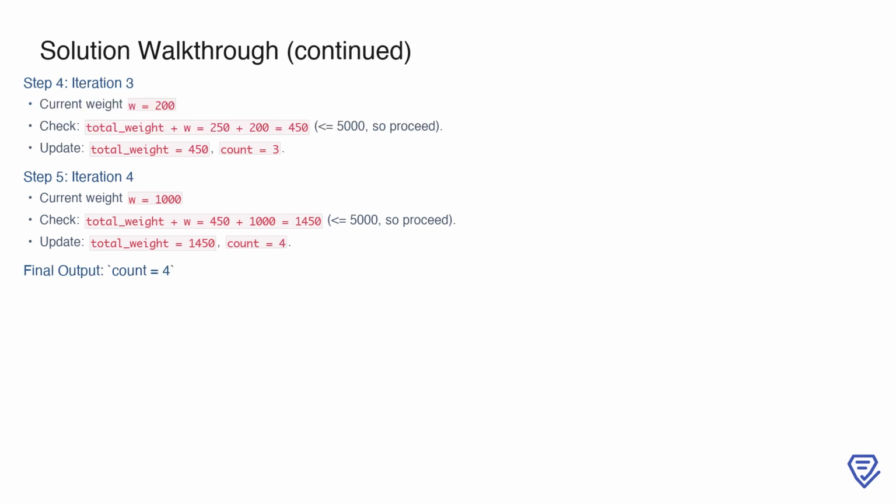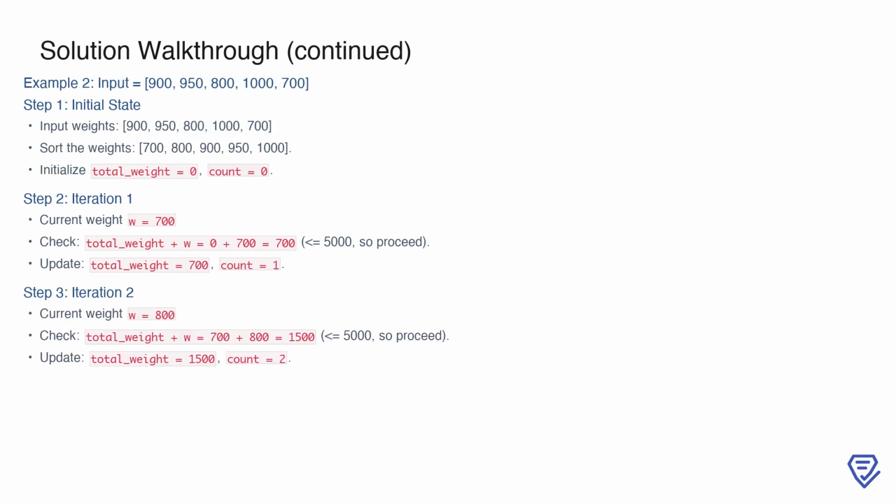In the third iteration, we move to the weight 200. Adding this to our current total of 250 gives 450, which is still less than or equal to 5,000. So, we update total_weight to 450 and increase count to 3. Next, we consider the weight 1000. Adding this to our current total of 450 results in 1450, which is still within the limit. We proceed by updating total_weight to 1450 and count to 4. Since there are no more weights to consider, the final output for this example is count equals 4, meaning we can fit 4 apples into the basket without exceeding the weight limit.